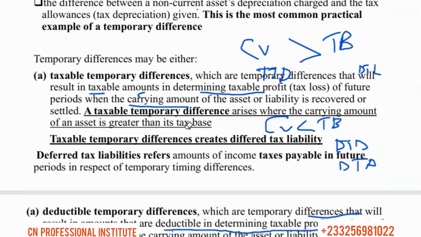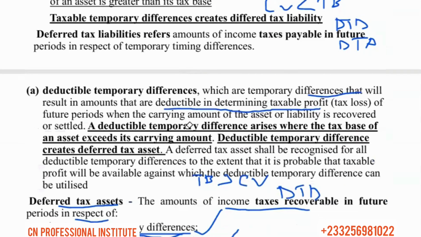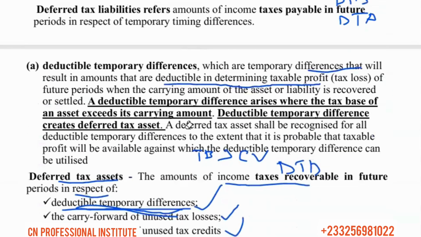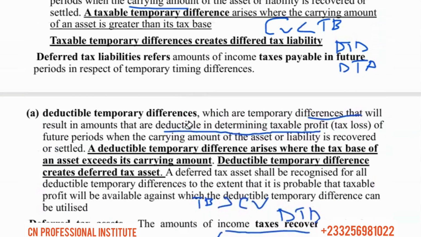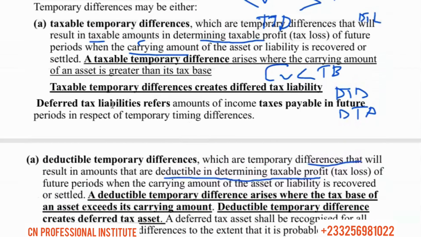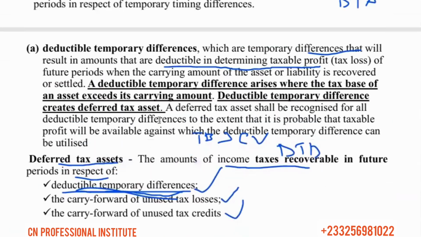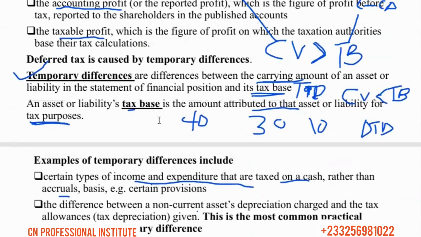Then we looked at the definition of deductible temporary differences and then the taxable temporary differences. So we have deferred tax liability here, the amount of income tax payable in future in respect of taxable temporary differences. Yes, so let's summarize everything.